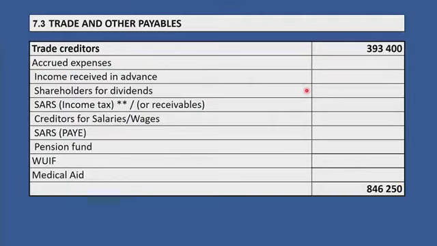The trade and other payable note, just to show you there, we can have the following: trade creditors, which is my creditors control, accrued expenses, income received in advance, shareholders for dividends, SARS, that one, SARS pay as you earn, pension fund. There's a typo. Ignore the W, please. It's just UIF and then medical aid. So this note is often asked, this one and receivables, as you should know by now.